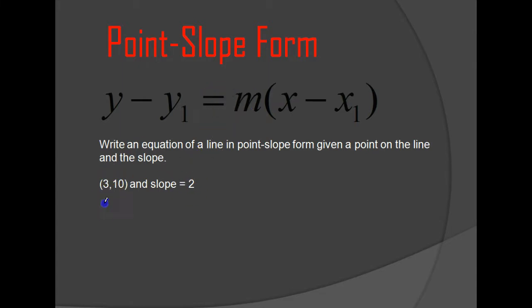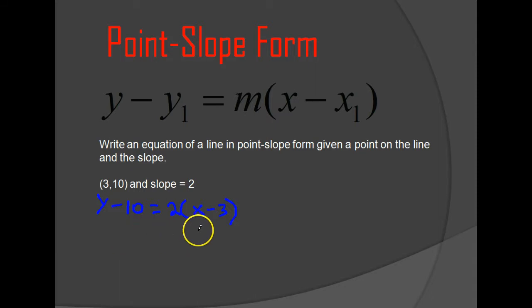So y minus y1 is our 10 value, equals m, I'm just following this point-slope form up here, our slope is 2, times the quantity x minus, and x1 will be the x coordinate 3. And then that's it, that's our equation. It's in point-slope form.